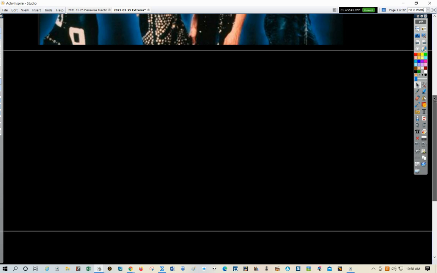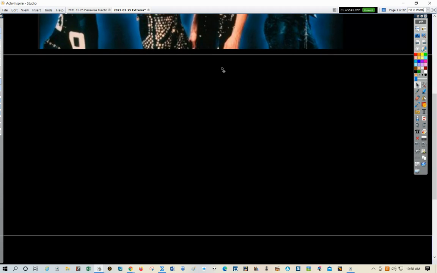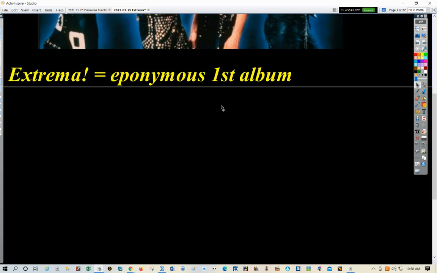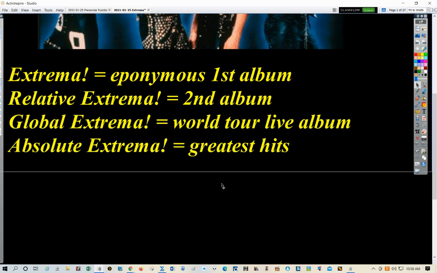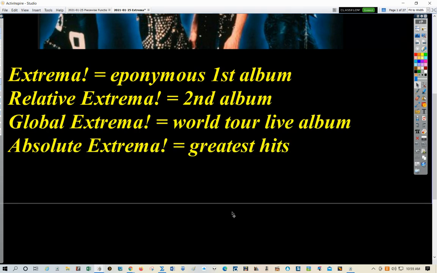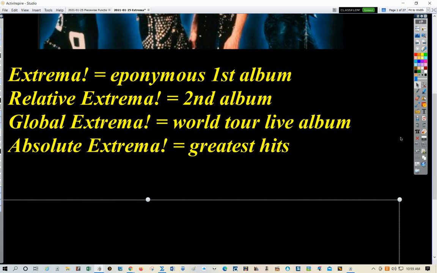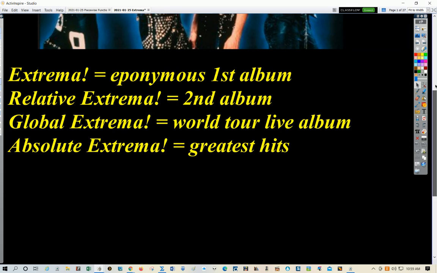Okay, so Extrema. We're going to talk about Extrema, and related to the Extrema, there are some important terms that kind of sound like the album titles from this hair metal band we're talking about. Extrema is their first album. It's relative Extrema. That's one of the topics we'll talk about today. That was their second album. And then Global Extrema, that's their world tour live album. And then Absolute Extrema is their greatest hits album. So we're going to touch on all this stuff today.